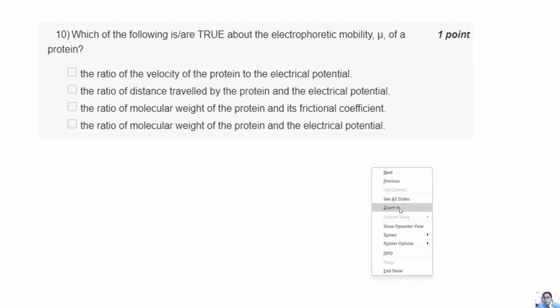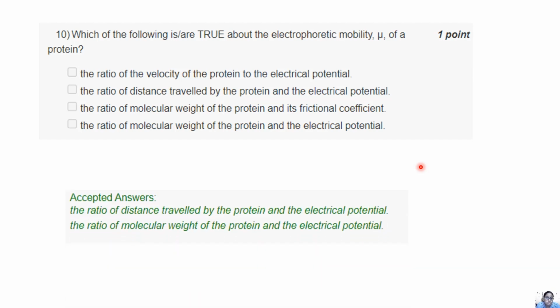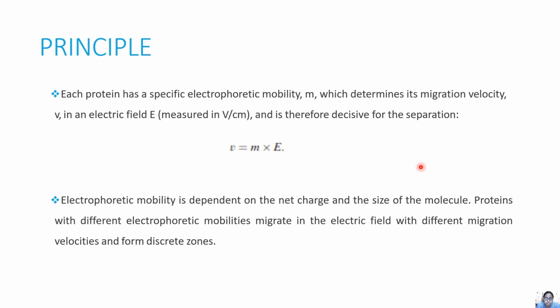Yes, so we'll continue talking about this question. Which of the following is true about the electrophoretic mobility of a protein? The ratio of the velocity of the protein to the electric potential, the ratio of the distance traveled by the protein and the electric potential, the ratio of the molecular weight of the protein and its frictional coefficient, and the ratio of the molecular weight of the protein and the electric potential. We'll come back to the answer, but we'll first discuss the principle.